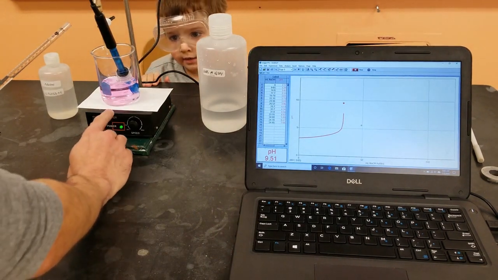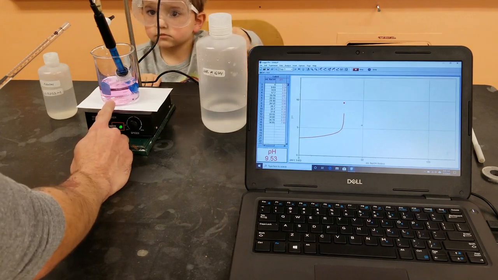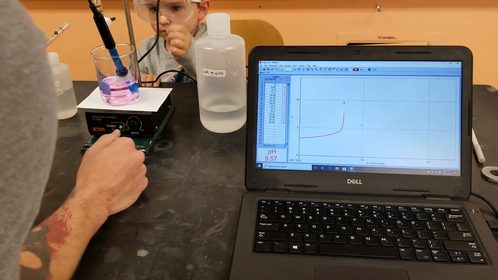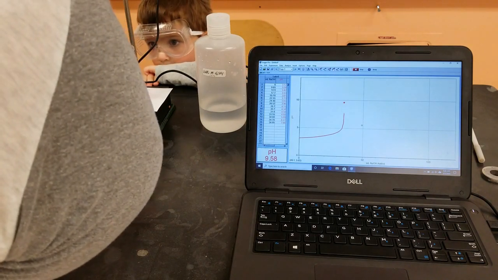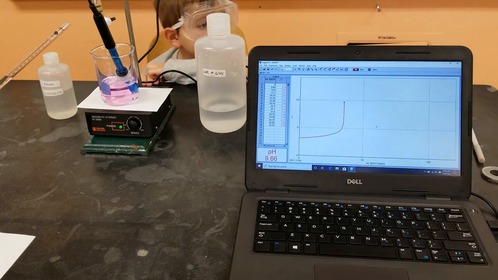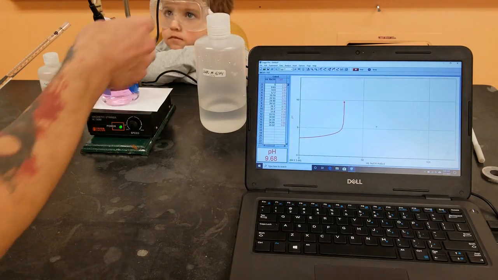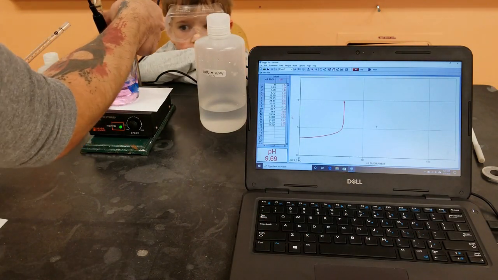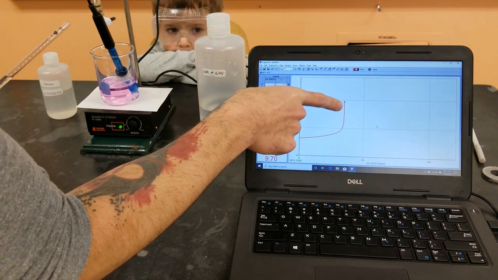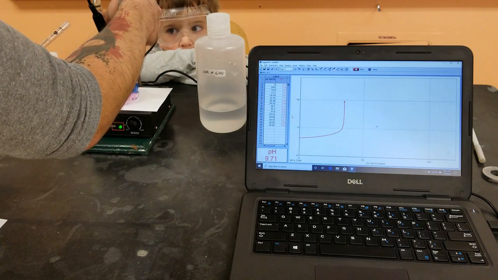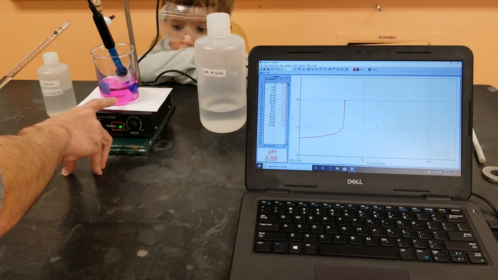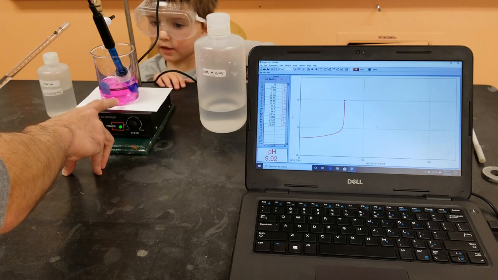The volume of base added once this turned pink and stayed pink is 35.02 milliliters. And we're just going to add a couple more drops at a time to see what happens past this peak, if it's going to keep shooting up further or if it's going to level off. You can see the deep pink in the solution shows that it's past the transition range of phenolphthalein.